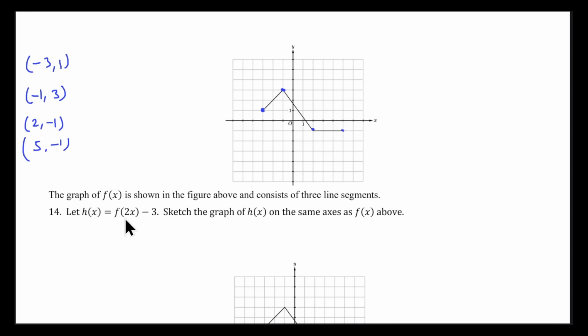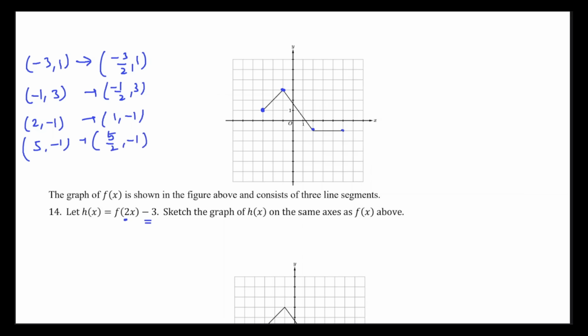Whenever I dilate by a factor of 1 over 2, because this works counterintuitively, every x coordinate will be divided by 2. So it will be negative 3 over 2, and the y coordinate is not really going to change. So negative 3 over 2 comma 1, negative 1 over 2 comma 3. This will be 1 comma negative 1, and this will be 5 over 2 comma negative 1.